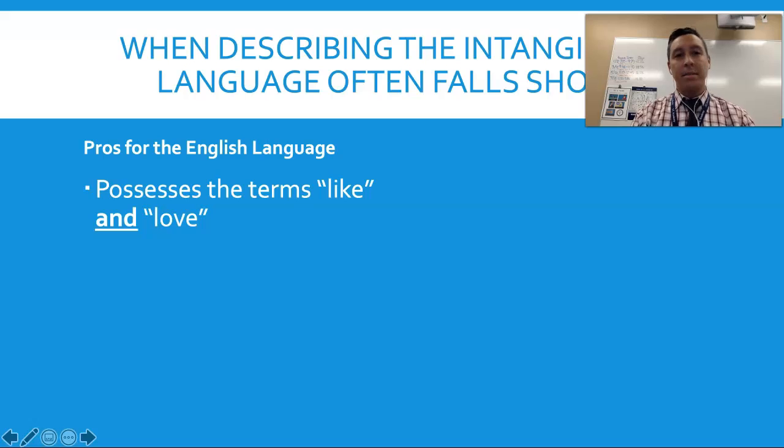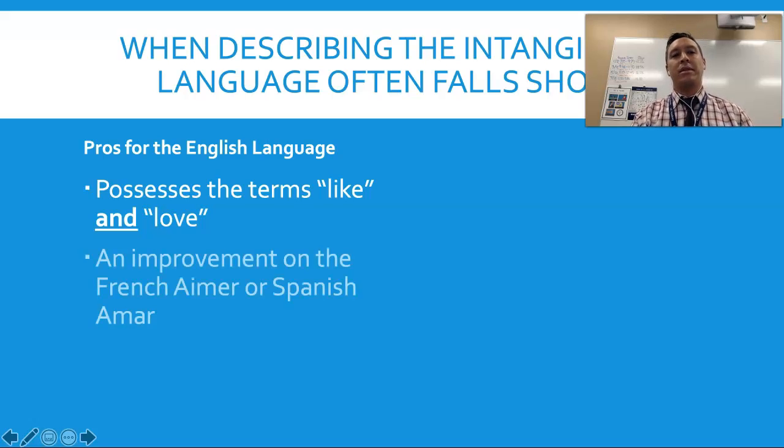It does have some cool things about it. One is that it is able to clarify the differences between like and love. At least in English, we have those two things: I like him or her, or I love him or her. I like that thing and I love that thing, which is an improvement from French, which only has aimé, and Spanish. I mean, Spanish has amar, and you can also use querer, but even those two words are a little bit muddled together.